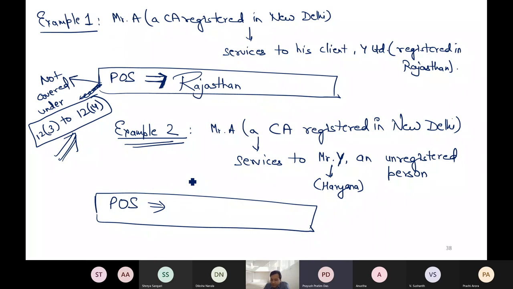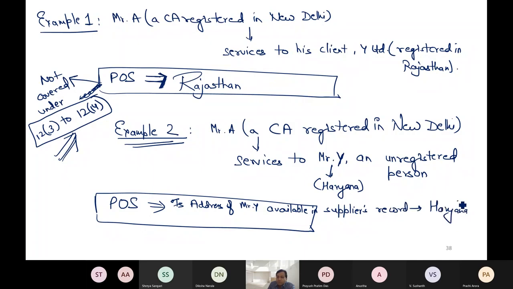Assuming that Mr. Y's address is noted in the books, in the supplier's records, then it's Haryana. If it's not, then it's New Delhi. Very good answer, because the answer depends upon two assumptions. Since the recipient is unregistered, I cannot directly write any answer. I have to make another assumption: is the address of Mr. Y available in the supplier's record? If yes, then Haryana is the place of supply. If the address of Mr. Y is not available in the supplier's record, then it is the supplier's address, for example, New Delhi. Yes, this is the point.